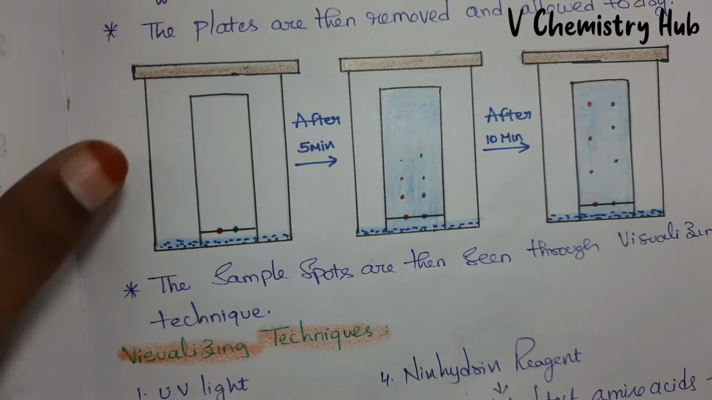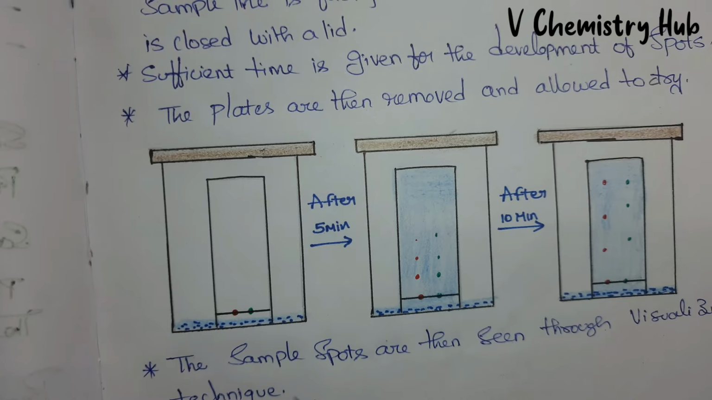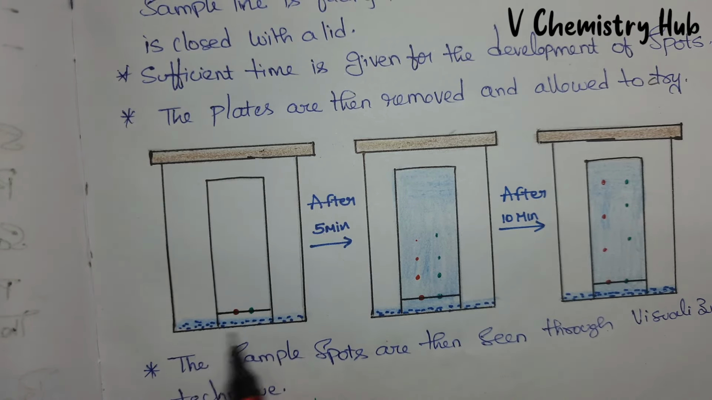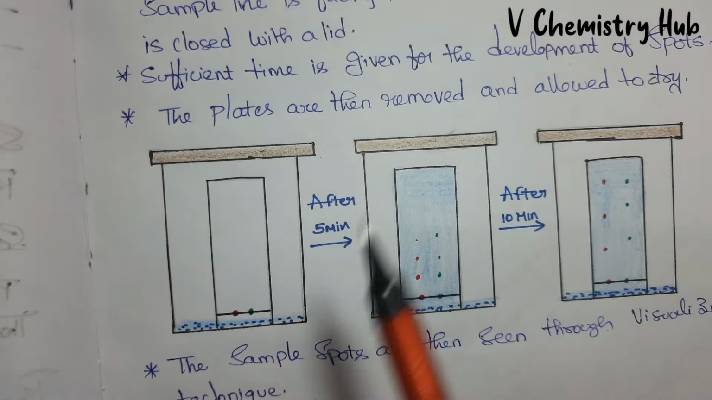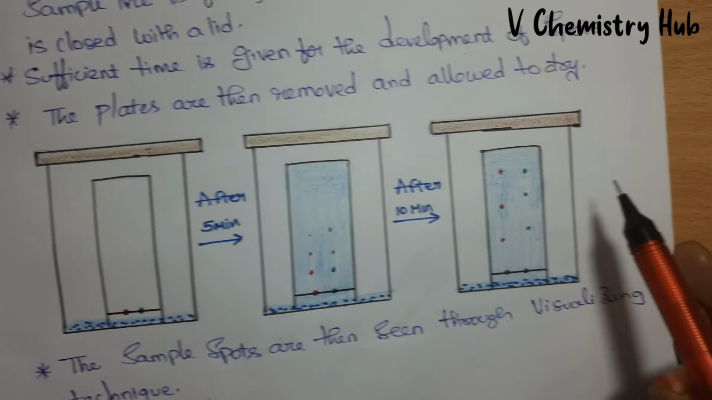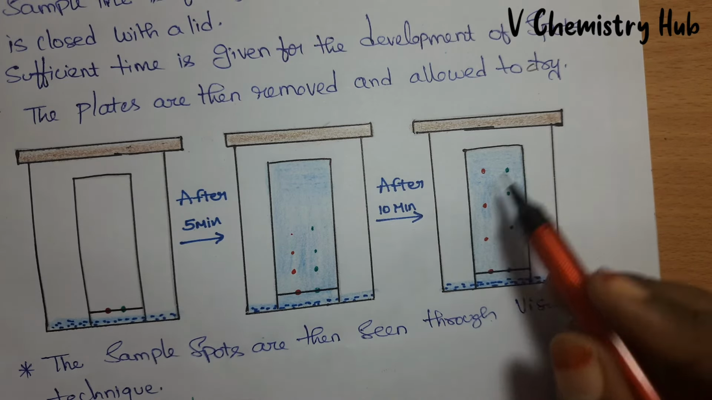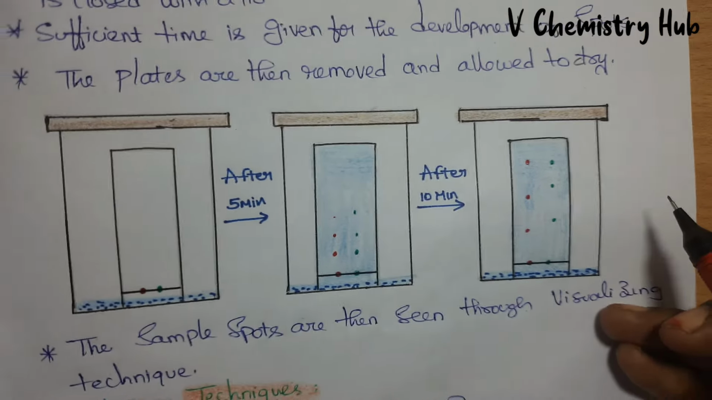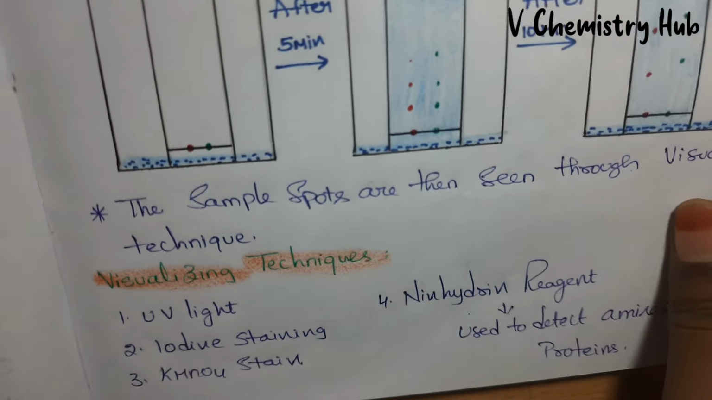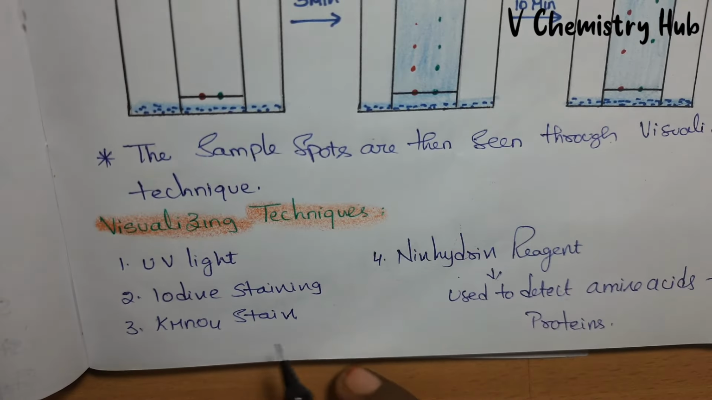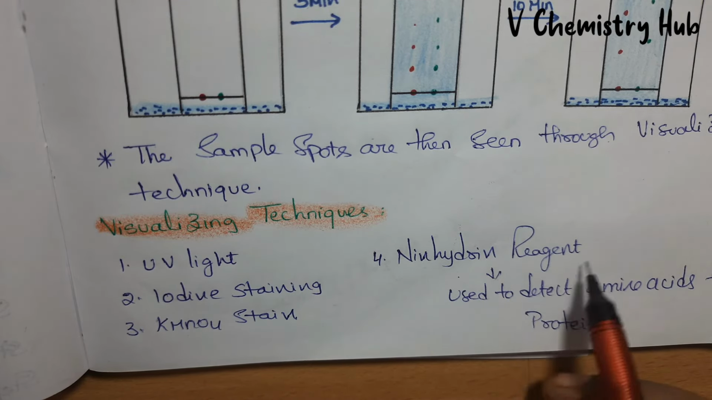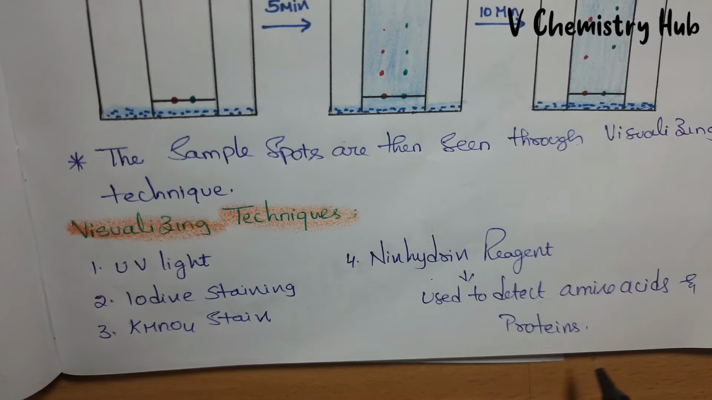So this is the block diagram. This is the sample which is placed on the TLC plate and immersed in the mobile phase and covered with a lid. After 5 minutes the spots will develop, and after 10 minutes the clear visualization of the spots takes place. The sample spots are seen through a visualizing technique. Some of the visualizing techniques are UV light, iodine staining, KMnO4 stain, and ninhydrin reagent. Ninhydrin reagent is used to detect amino acids and proteins.